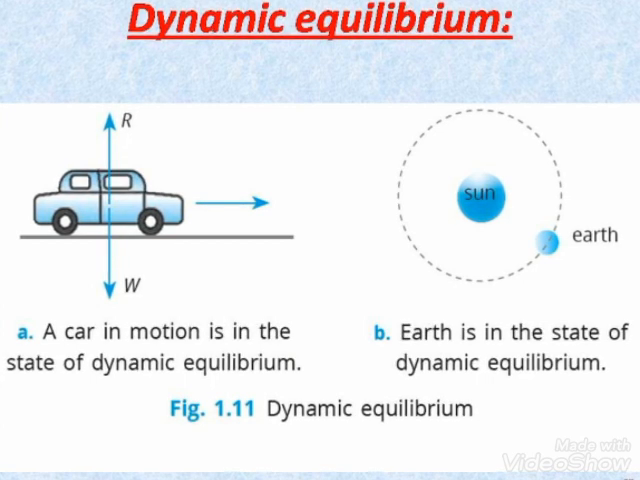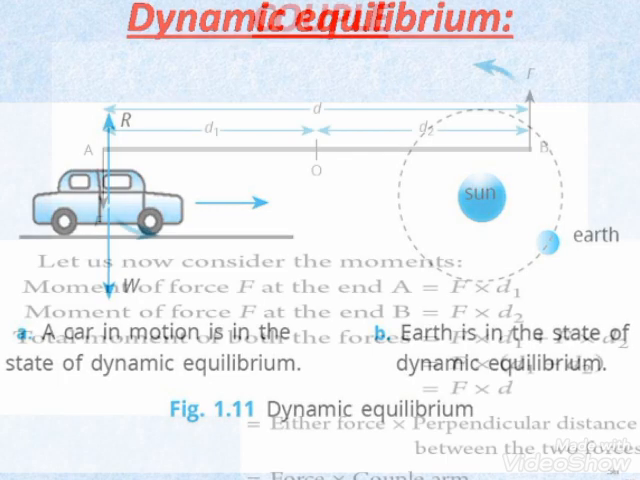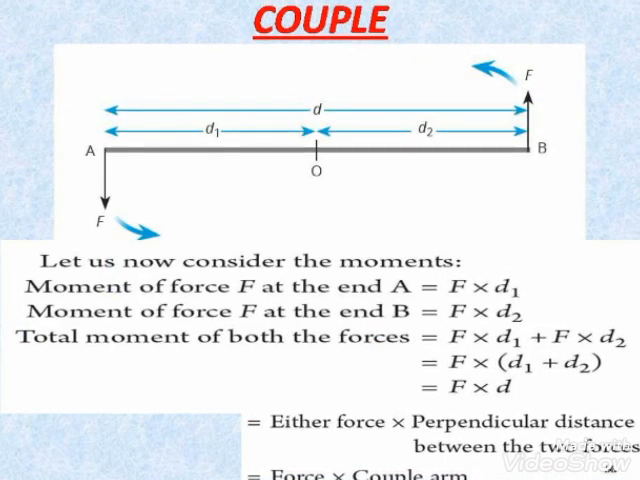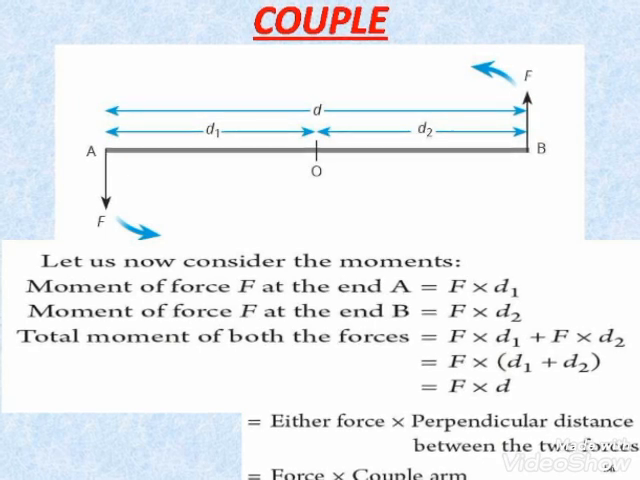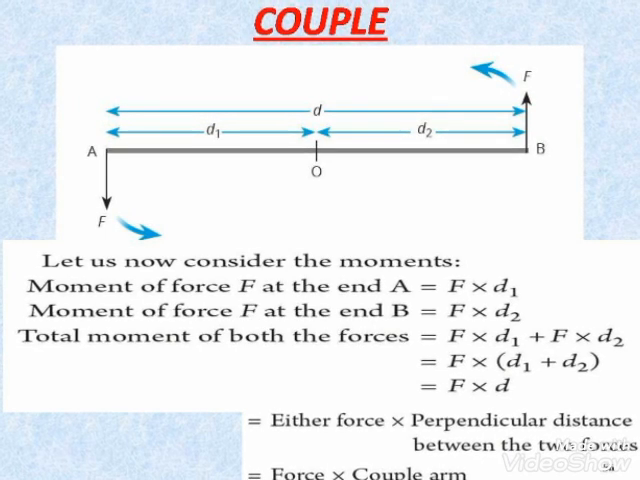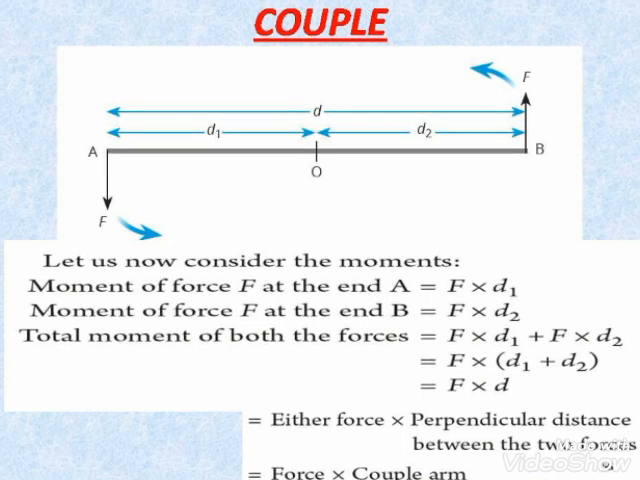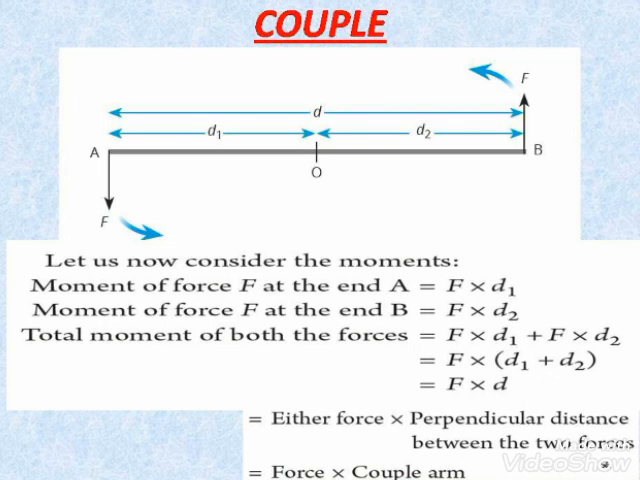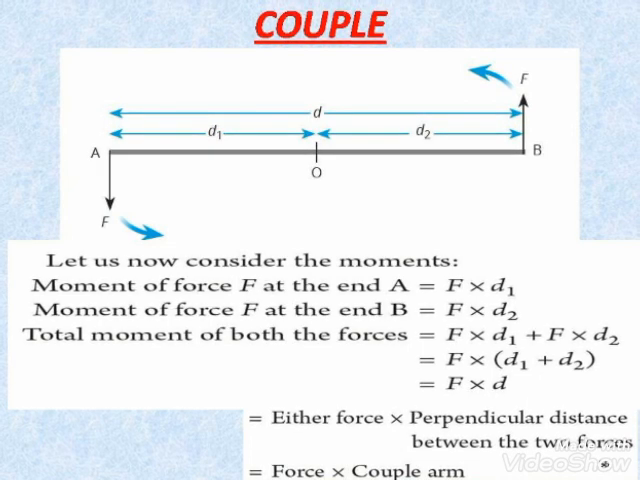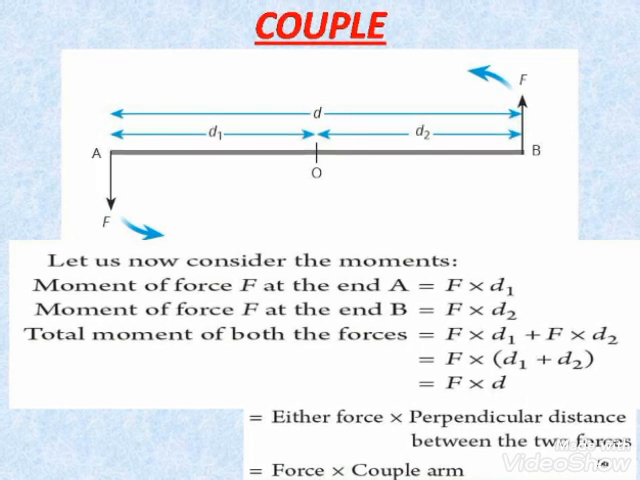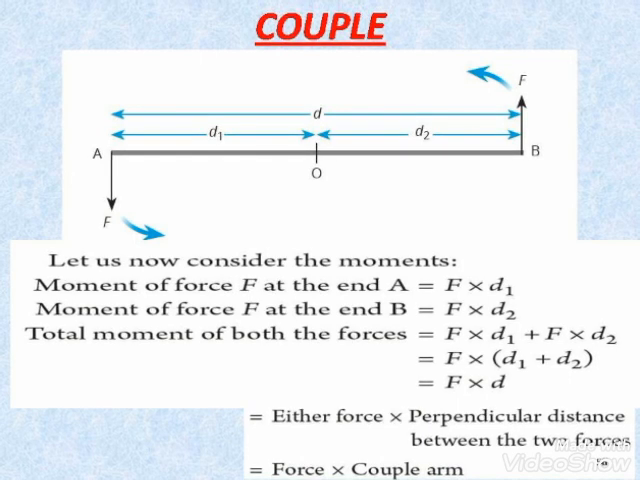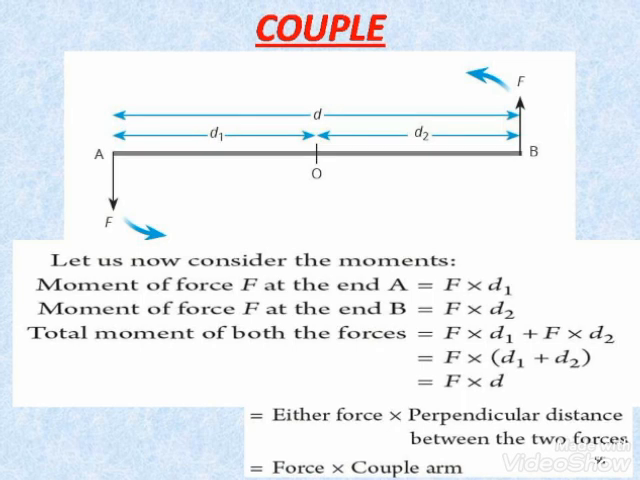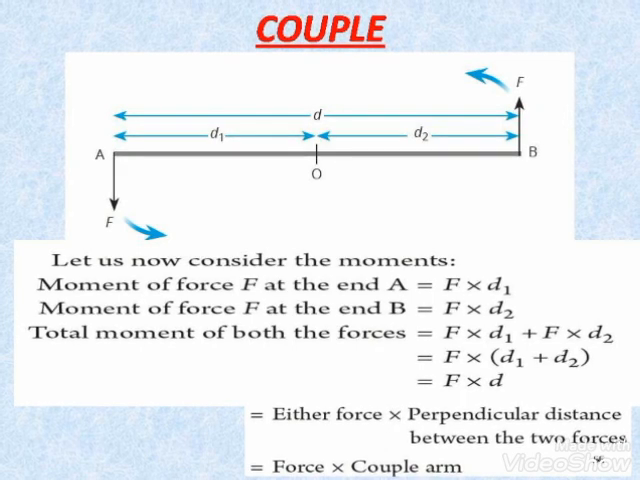So static equilibrium and dynamic equilibrium are two important concepts which you need to understand so that we can understand couple. Now what is couple? As you can see, when we are applying more than one force, these two equal and opposite forces are parallel forces and their lines of action are not the same. If I take F at A and F at B, both have different lines of action. Both have equal magnitude. Their direction is opposite.